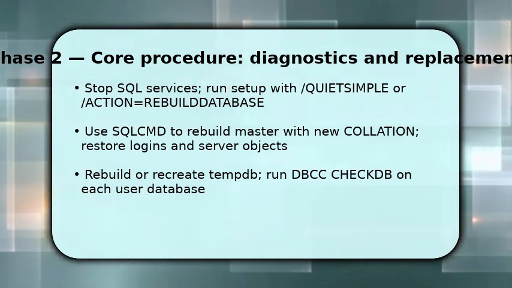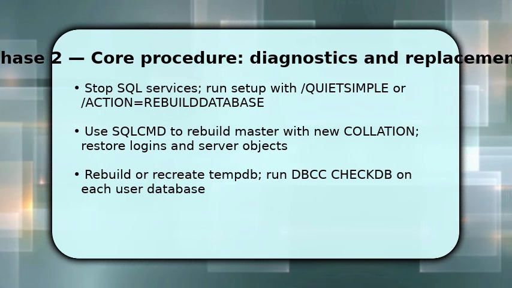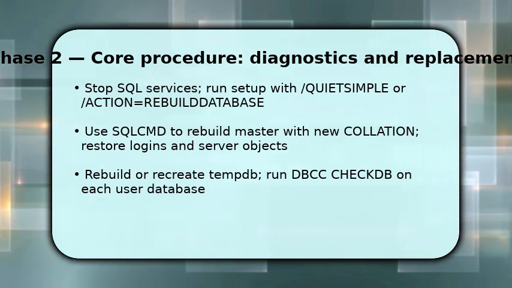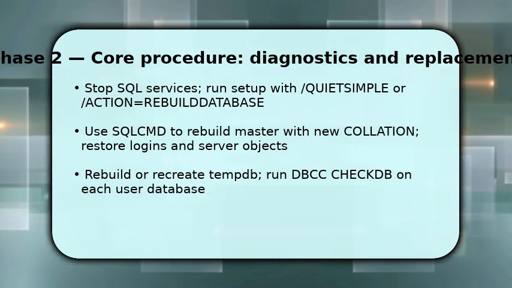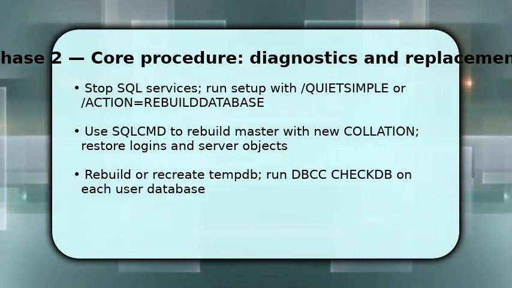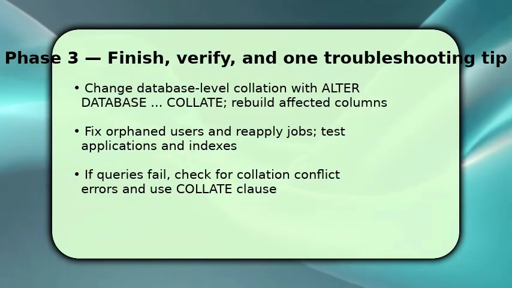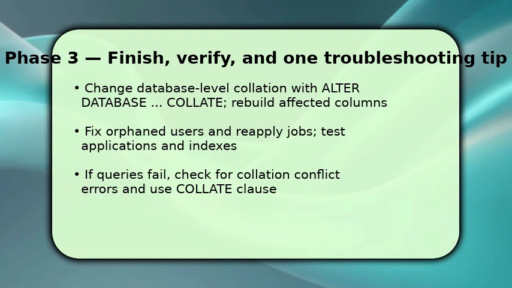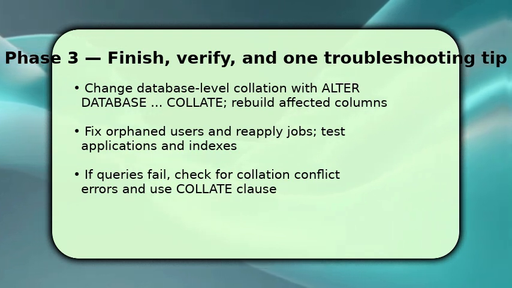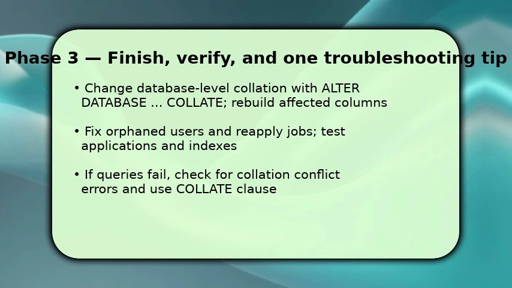Once master is rebuilt with the new collation, recreate tempdb so it inherits the change, and you finalize by altering each user database where necessary. ALTER DATABASE DBName COLLATE NewCollation, and rebuild affected columns, indexes, and statistics so comparisons work correctly. Recreate or fix orphaned users, reapply jobs, and run application tests.